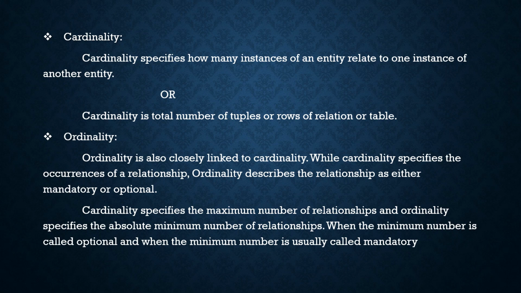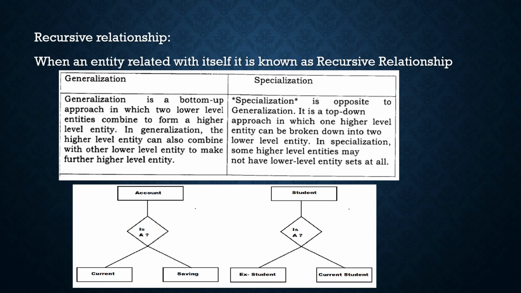And one more term is missing here, that is degree. Degree means the total number of attributes or column headers of a relation or table. So cardinality means the total number of tuples, that means rows. Degree means the total number of columns. So cardinality and degree are also very important. You can expect this question for the examination.